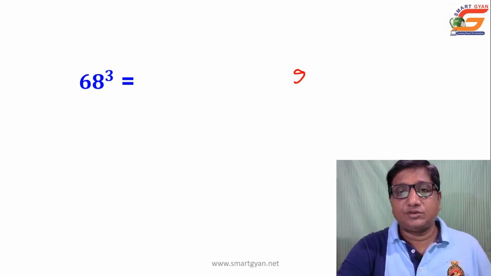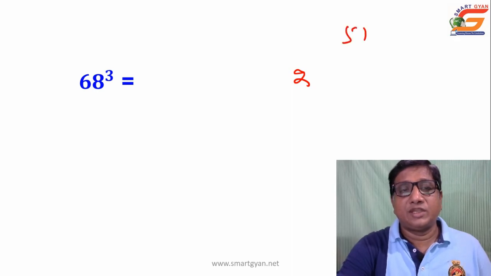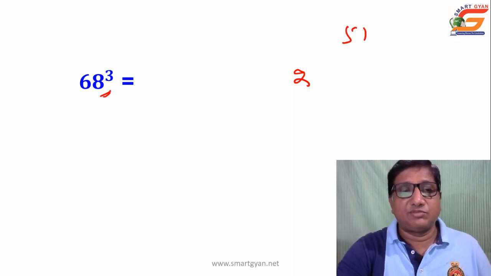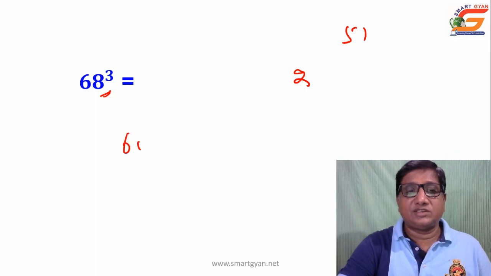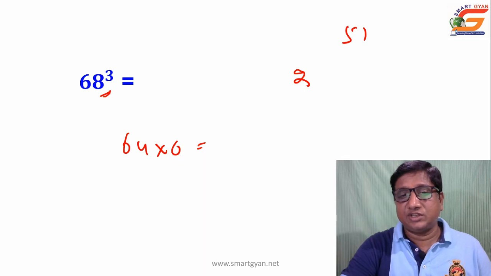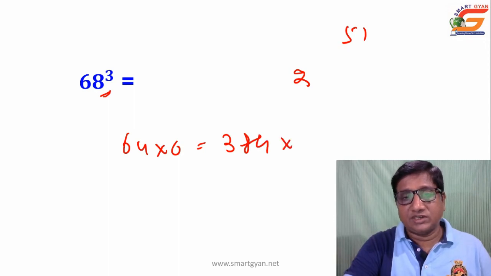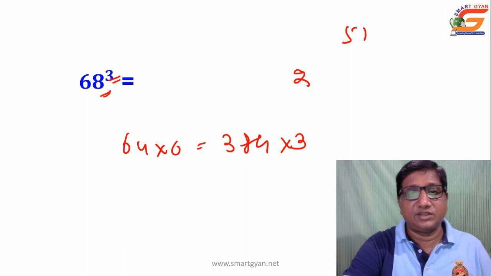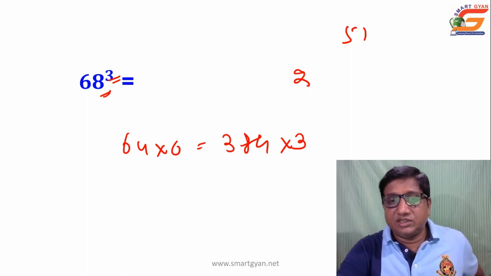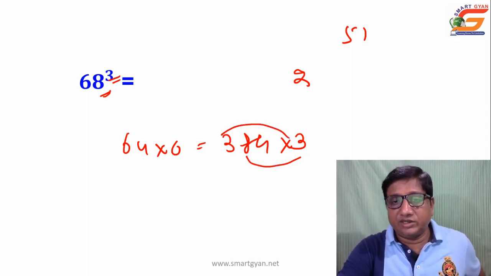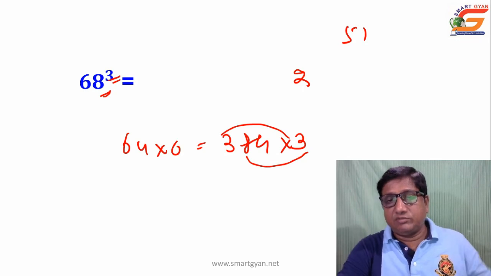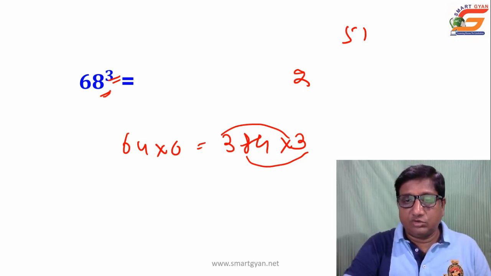Clear? Take one more greater number, 68 cube, that is 8 cube is 512. We will write 2, carry 51, then 8 square 64 into 6. How to find this? 64 into 6 will be 60 into 6, 360, 4 into 6, 24, 360 plus 24, 384, 384 once again into 3, that is power 3. 384 into 3 will be 300 into 3, 900, 80 into 3, 240, 900 plus 240, 1140, 4 into 3, 12, 1140 plus 12, 1152.